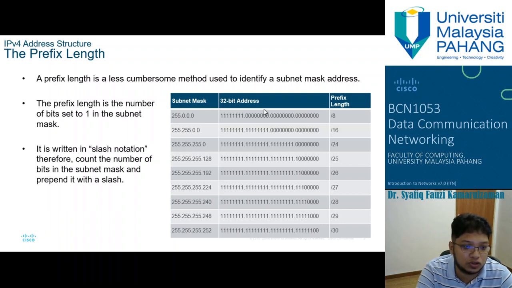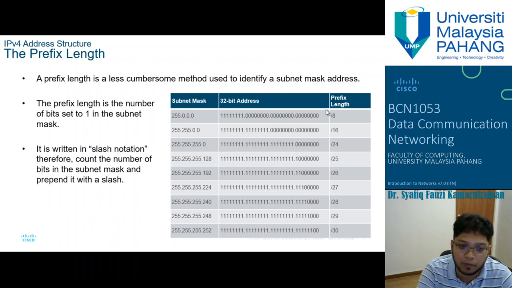Usually, instead of the subnet mask, we represent it by the prefix length as well. It means that for 255.0.0.0, you have 8 bits of ones and 24 bits of zeros. This is slash 8. If it's 16 bits of ones, it's slash 16. If it's 24, slash 24. Everything that is one represents the network portion, and everything that is zero represents the host portion.